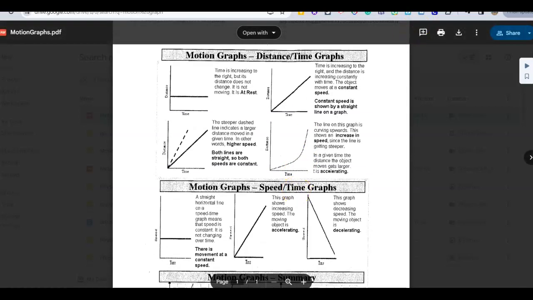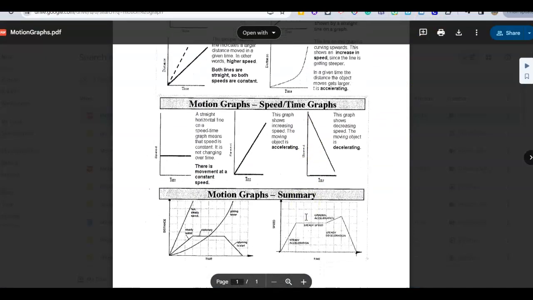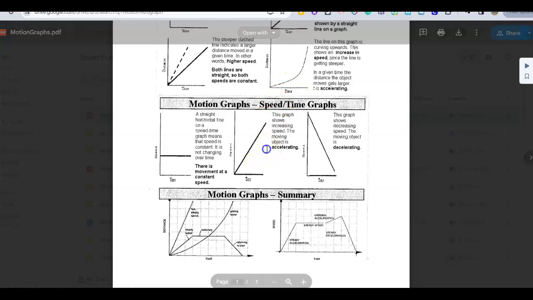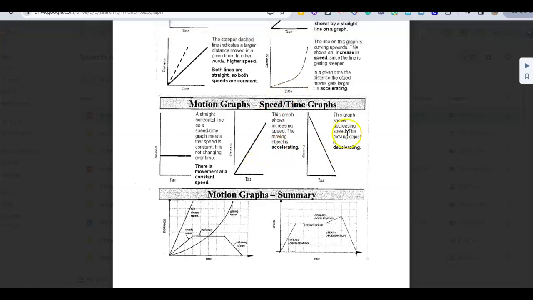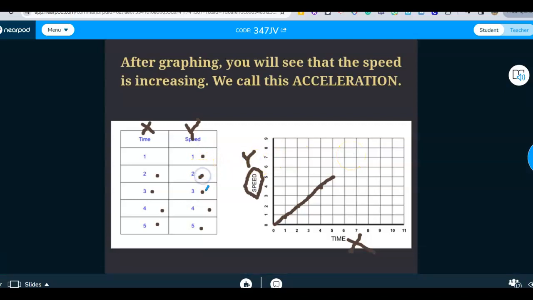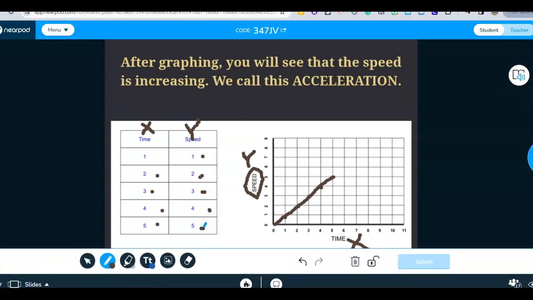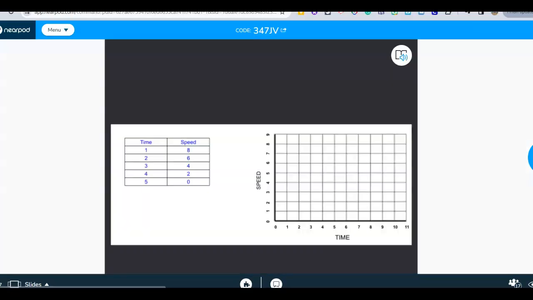But I know that this is a speed time graph. I'm going to come down here. This one tells me that my object is what? Acceleration. Let's see if that makes sense. It's going 1 mile an hour, then 2 miles an hour, then 3 miles an hour, then 4 miles an hour, then 5 miles an hour. Is the object getting faster? Yes, it is accelerating. Not a big deal.